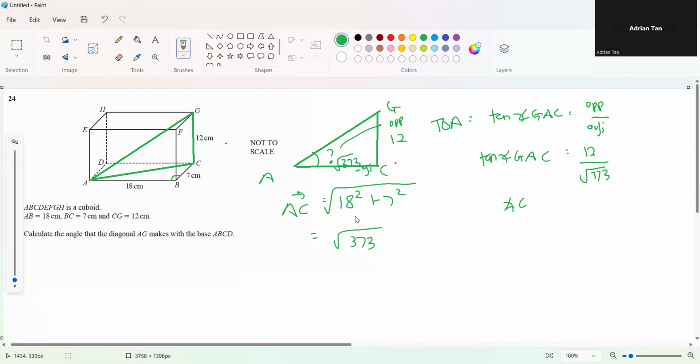And we can solve for GAC by doing shift tan. So shift tan, 12 over square root 373. So that's 31.9 degrees, correct to three significant figures.